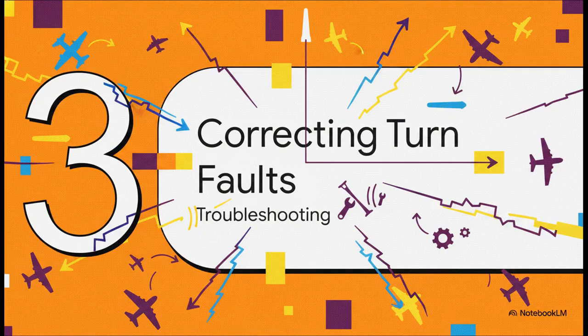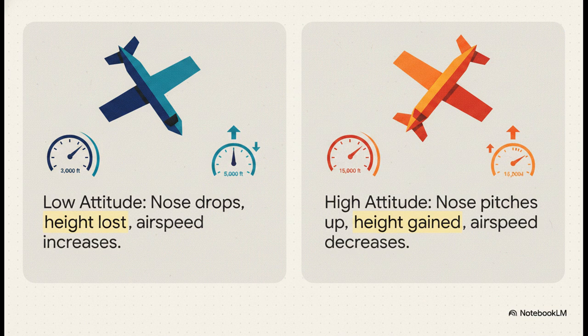All right, Section 3. Correcting common turn faults, troubleshooting the turn. Let's face it, even the pros get a little sloppy sometimes. This breakdown brilliantly illustrates the exact opposite natures of the 2 most common attitude faults you're going to see. On one hand, you have low attitude. This is where the nose drops down, your airspeed starts climbing, and your altimeter shows you actively losing height. Not good. On the exact opposite side, you have high attitude. The nose pitches too far up, your airspeed drops, and you're suddenly gaining height.